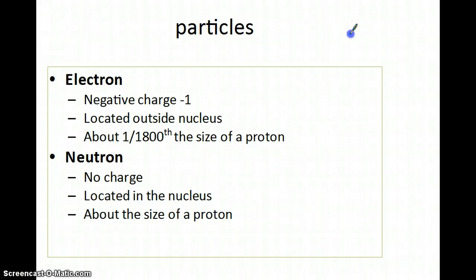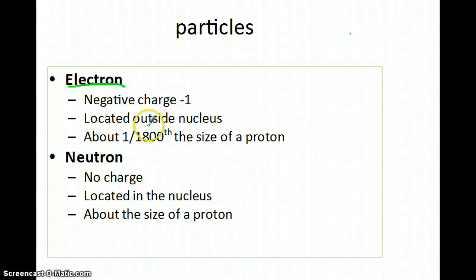This is just to overview the basics of the subatomic particles. The first one we want to talk about is the electron. The electron is the smallest particle located in the nucleus. It does have a negative charge. We associate that with a charge of -1.